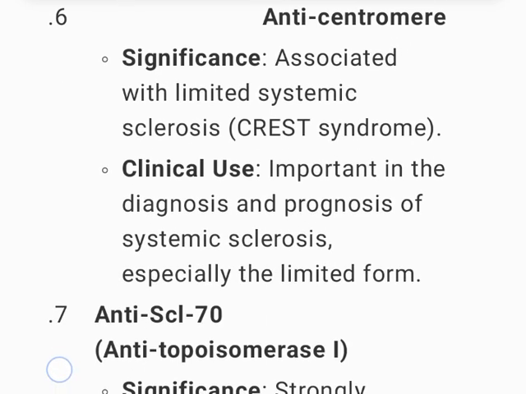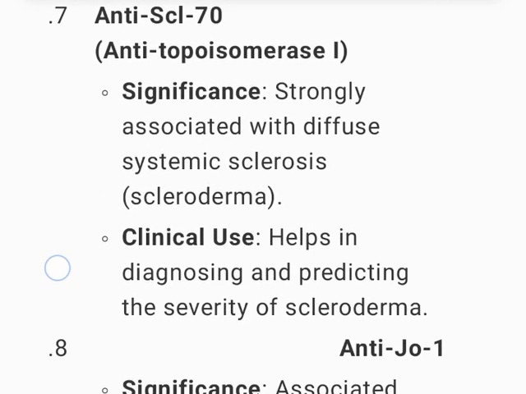6. Anticentromere. Significance: associated with limited systemic sclerosis, CREST syndrome. Clinical use: important in the diagnosis and prognosis of systemic sclerosis, especially the limited form. 7. Anti-Scl-70, anti-topoisomerase 1. Significance: strongly associated with diffuse systemic sclerosis, scleroderma. Clinical use: helps in diagnosing and predicting the severity of scleroderma.